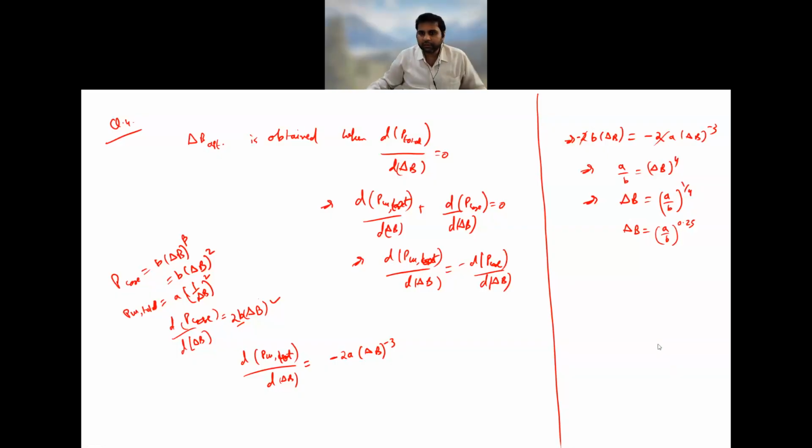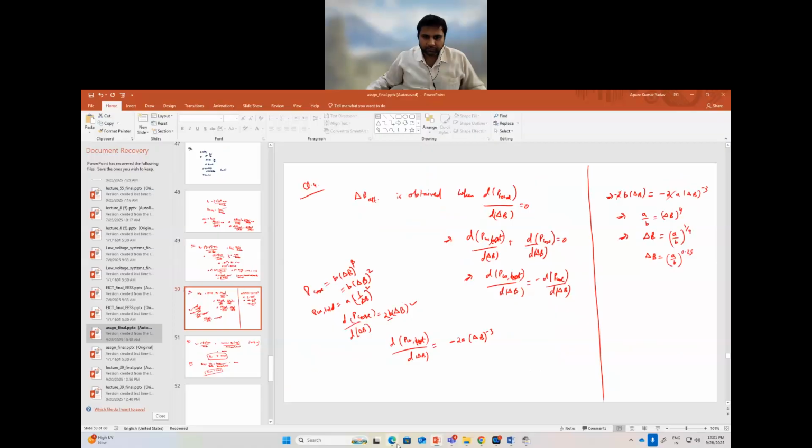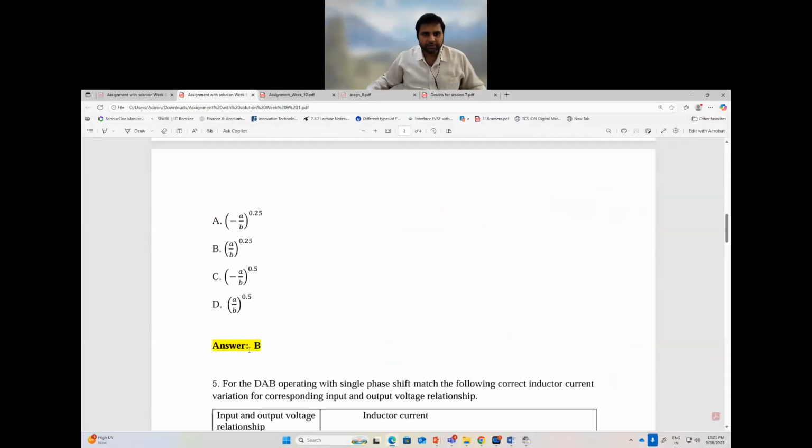When we equate both, we get A by B equal to delta B raised to power 4. That implies delta B is nothing but A by B raised to power 0.25. So the correct option is B, which is shown over here.